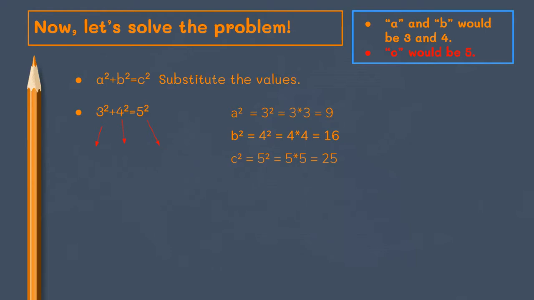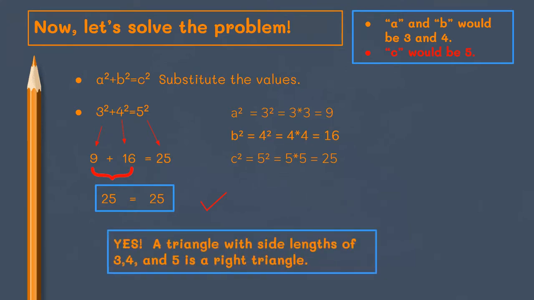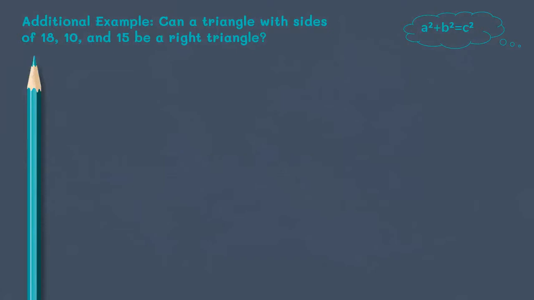Now I can take those values and plug them in where they go. So we have 9 plus 16 equals 25. The next thing we do is check to see if 9 plus 16 is equal to 25. So 9 plus 16 is 25. It's equal to 25, so yes, we checked it out. A triangle with side lengths of 3, 4, and 5 is a right triangle. So let's go ahead and move to a different example.